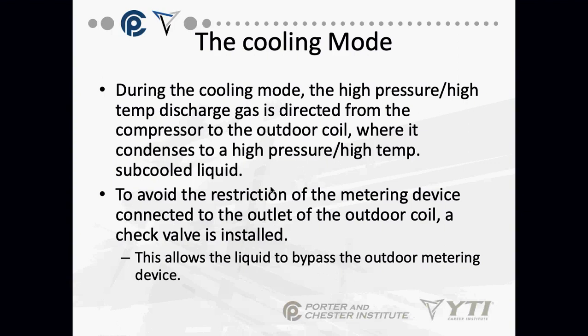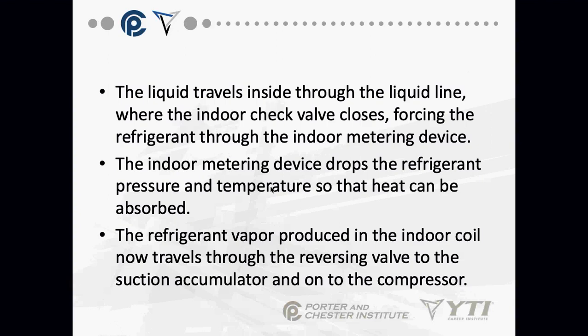During the cooling mode, the high pressure, high temperature discharge gas goes from the compressor to the outdoor coil. Okay, again, to avoid restriction of the metering device connected to the outlet of the outdoor coil, a check valve is installed. This allows the liquid to bypass the outdoor metering device. Most metering devices don't work backwards. In the package units, you might find a bidirectional one, but most metering devices don't do well working backwards. The liquid travels inside the liquid line, where the indoor check valve closes, forcing the refrigerant through the indoor metering device. The indoor metering device drops the refrigerant pressure and temperature so heat can be absorbed.